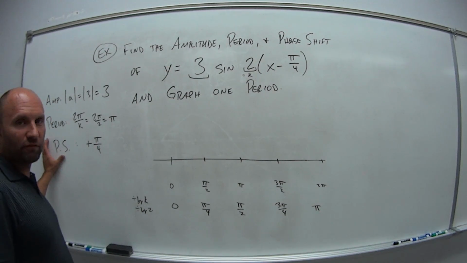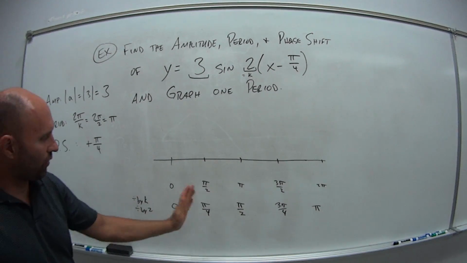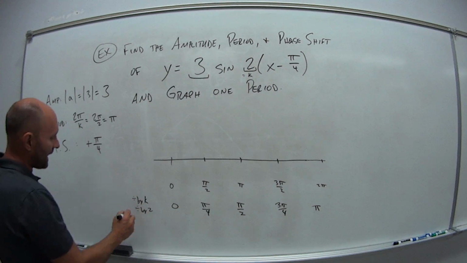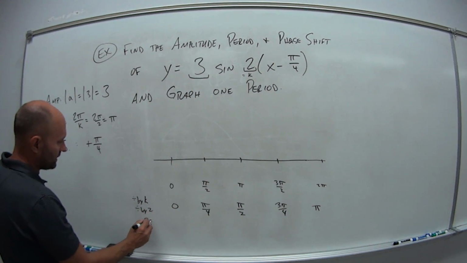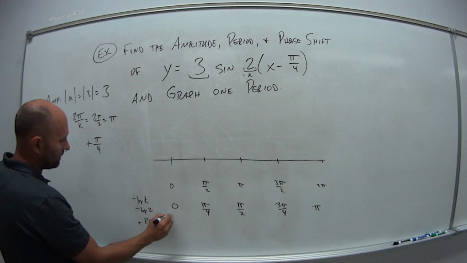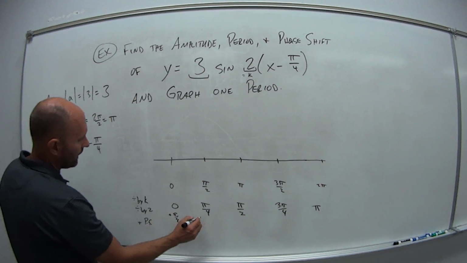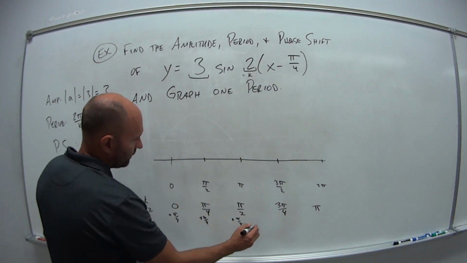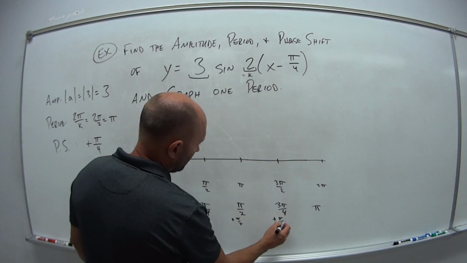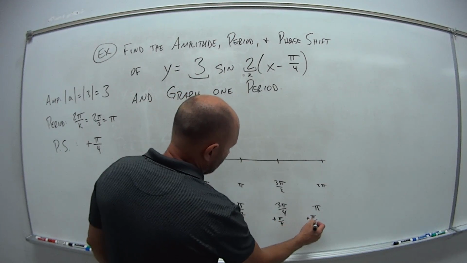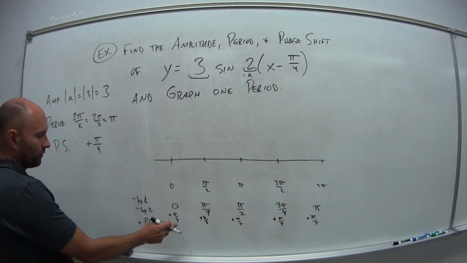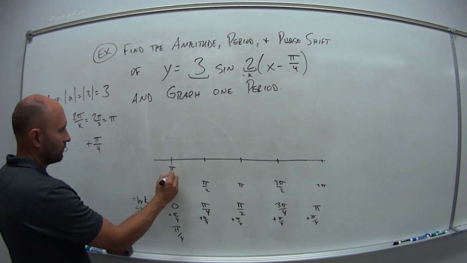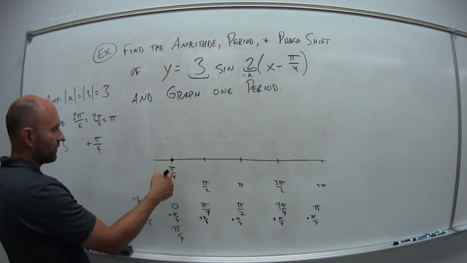But now we have this phase shift. So we have to take all these values and shift them according to the phase shift. So I need to add the phase shift here. So I need to add pi over 4. Plus pi over 4. Plus pi over 4. Plus pi over 4. So 0 plus pi over 4 is pi over 4. That's this value right here. So I'm actually starting at pi over 4.